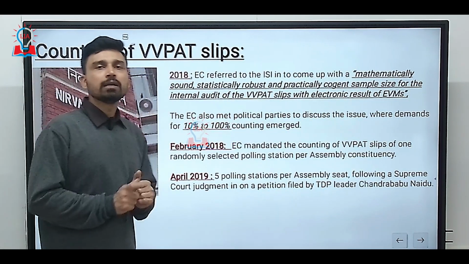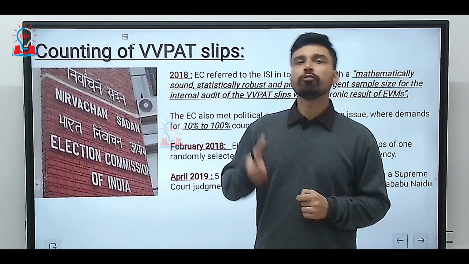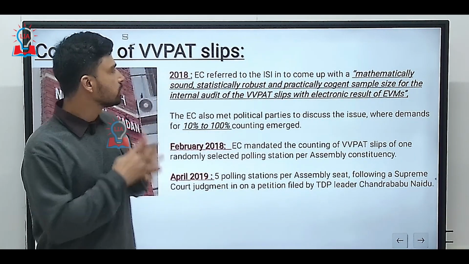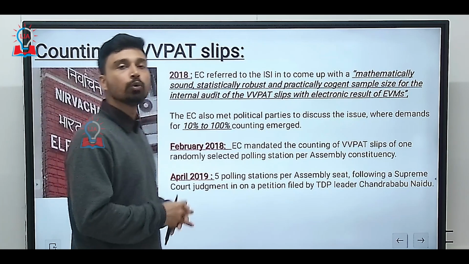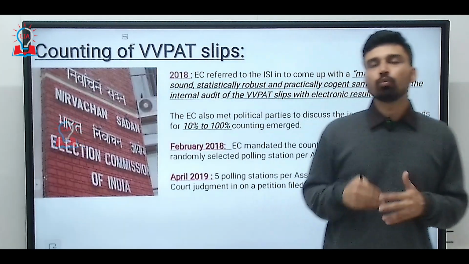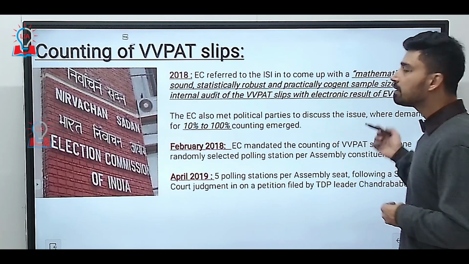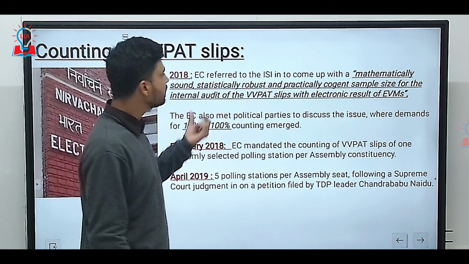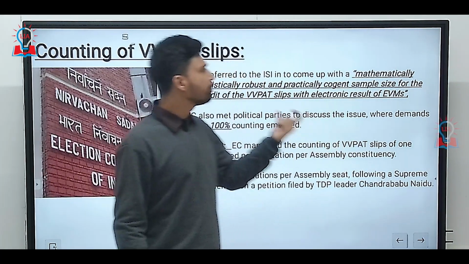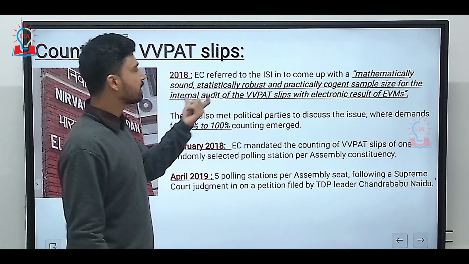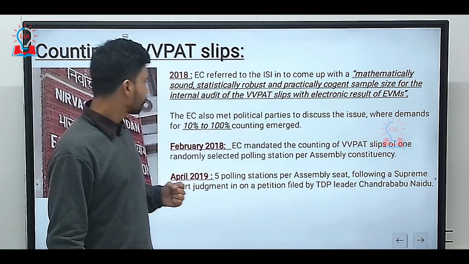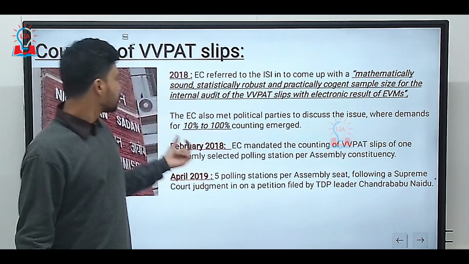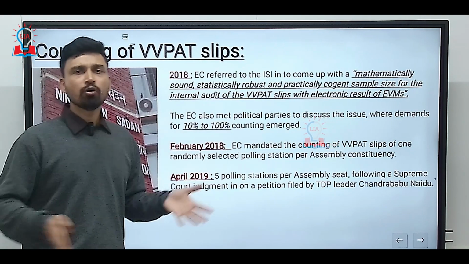Now, the issue right now is about what percentage, or how many, VVPAT slips have to be counted manually. In this regard, if you look at the developments, the year was 2018. The EC referred the matter to the Indian Statistical Institute, a notable institute working in the field of mathematics, and asked it to come up with a mathematically sound, statistically robust, and practically cogent sample size for the internal audit of the VVPAT slips with the electronic result of the EVM. Then further, the EC also met the major political parties to discuss the issue, where demands for 10% to 100% counting emerged depending on the political parties.